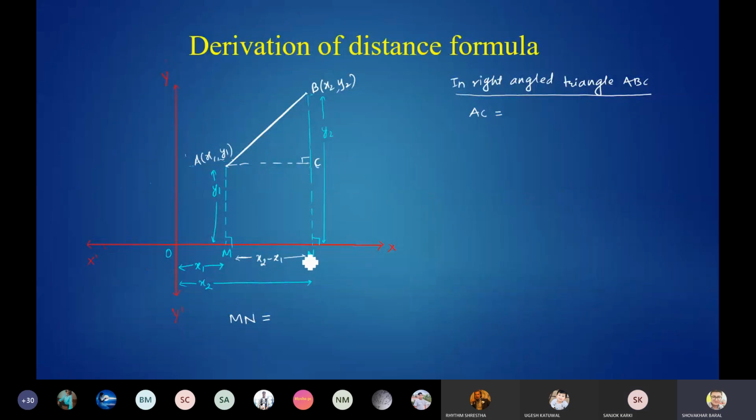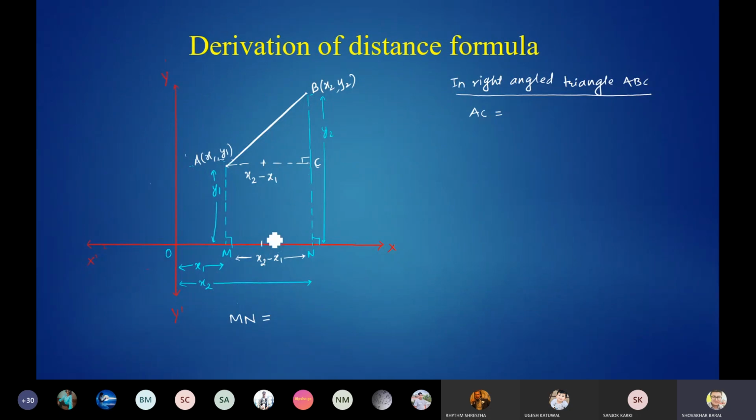Who responded? Can you tell me your name please? Sanjog. Okay, Sanjog, that's good. The distance is x2 minus x1. Since this is a rectangle, because these two are right angles, this is 90 degree, this is also 90 degree, and basically this is a rectangle. In a rectangle the opposite sides are equal, so it is also equal to x2 minus x1.